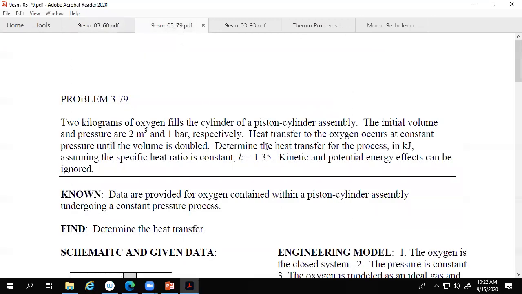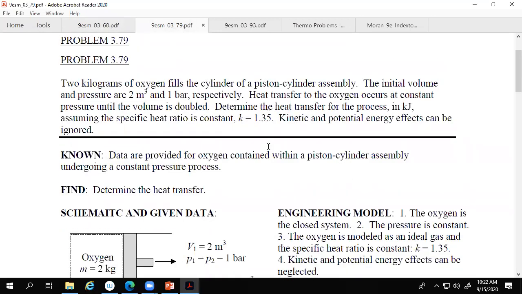Let's look at 79 here. So we have 2 kilograms of oxygen that fills the cylinder of a piston cylinder assembly. When you see piston cylinder assembly, you're probably going to have constant pressure work, unless somebody puts a spring on top of it, so that force is going to change. But generally speaking, a piston cylinder device establishes a volume change at constant pressure. That should be your suspicion when you read a problem that says piston cylinder: I suspect constant pressure expansion or contraction. But you've got to read the whole problem.